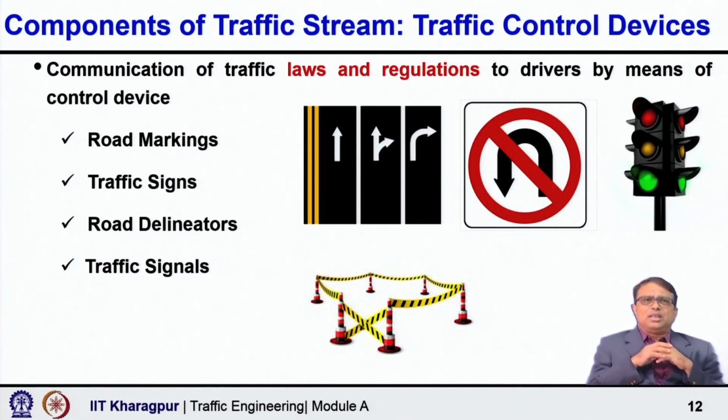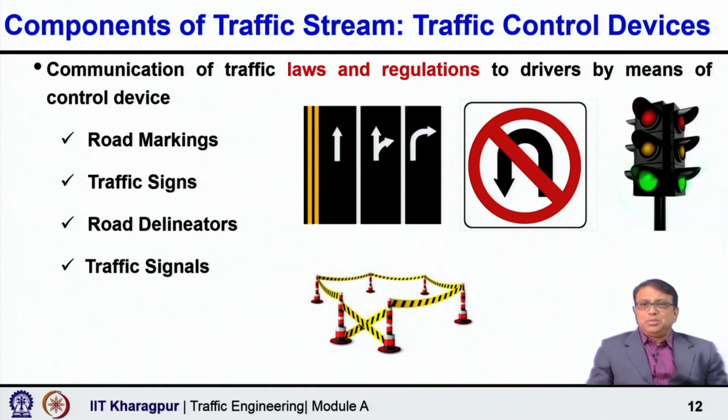Traffic control devices establish communication of traffic laws and regulations to drivers by means of control devices. Four major types of control devices we use: one, road markings; second, traffic signs; third, road delineators; fourth, traffic signals. All are extremely important to communicate the traffic laws and regulations to drivers. What way do you want them to interact?